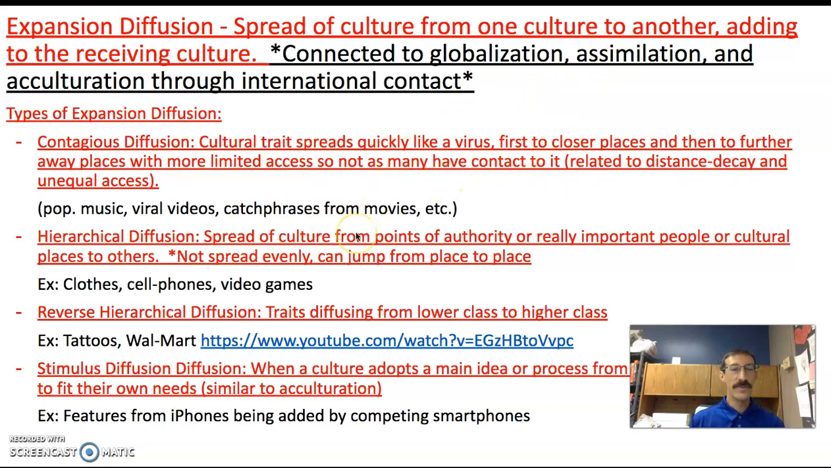Hierarchical diffusion is the spread of culture from points of authority or really important people or cultural places. Not spread evenly, it can jump from one place to the next. It can, again, connect to the idea of distance decay and unequal access, but not always. So the idea of cell phones being designed by major brands or companies or corporations or people, coming out of the big names, Apple and Motorola and Microsoft, people in development with Androids, video games, but also influencers, passing down cultural traits because they are considered important or really big people with really important concepts.